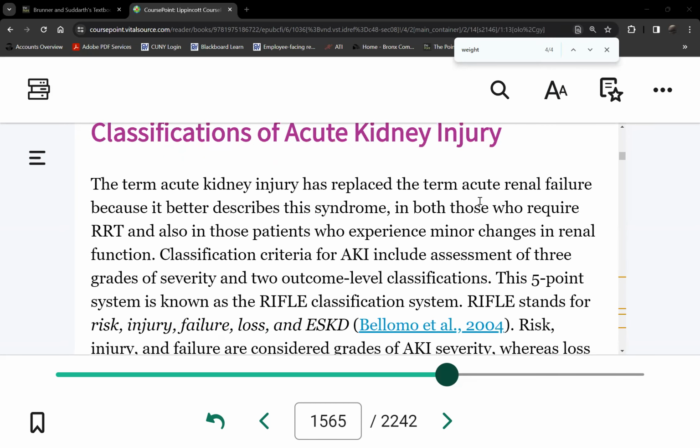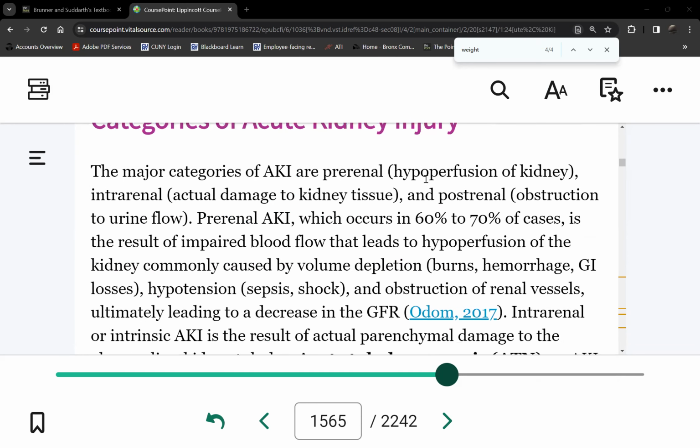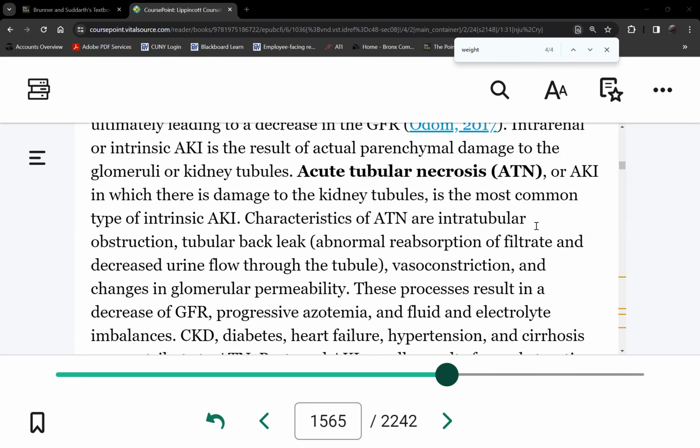classifications. Okay. So AKI can occur in one of three mechanisms. The patient may have one or more classifications, in fact. So it can be pre-renal, it can be intrarenal, or post-renal. Did I discuss this already last week? No. How come it seems familiar?